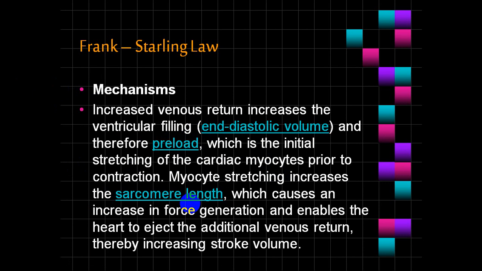But this is within a physiological limit, not stretching to the end. In heart failure this does not apply: the heart is stretched more and contracts less because the physiological limit of sarcomere length is exceeded. Within the limit, when increased diastolic volume increases the preload and sarcomere length, force generation increases and enables the heart to eject the additional venous return, increasing the stroke volume. As we said, increased contractility increases the stroke volume.